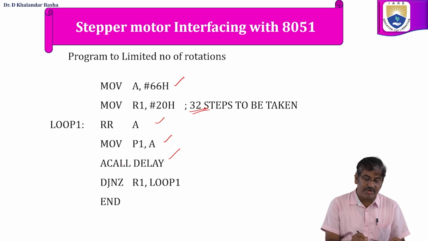For decrementing R1, we will write the instruction DJNZ. DJNZ stands for decrement, and if it is non-zero, go to the label specified. So for every iteration, R1 will be decremented. If the contents of R1 are not equal to 0, loop 1 will take place. That is, control will be transferred to loop 1. So this loop will take place until the count which we loaded into the R1 register is equal to 0. Once it is equal to 0, we will come out of the loop. Then we can terminate by using the HLT instruction.